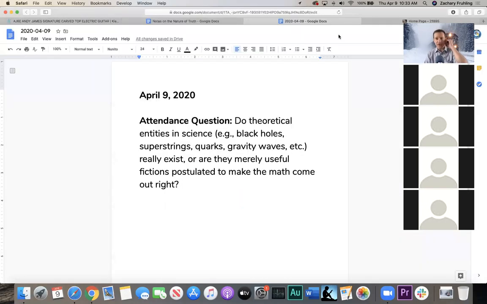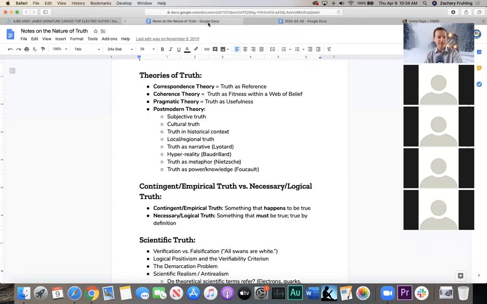Okay, so let's start out with the attendance question for the day. Hopefully you'll see the relevance to the reading from today, but if not, it'll all be clear. But this is a perpetually interesting topic for me in philosophy of science. Do theoretical entities in science, the kinds of things that are not directly observable, things like black holes in cosmology, superstrings in particle physics, quarks, gravity waves, these highly theoretical entities, do they really exist? Or are they merely useful fictions postulated basically to make the math come out right, especially in physics, but in other areas as well? So think about that and post your response in the course discussion board by the end of the day, please. Sooner the better, but at least by the end of the day.